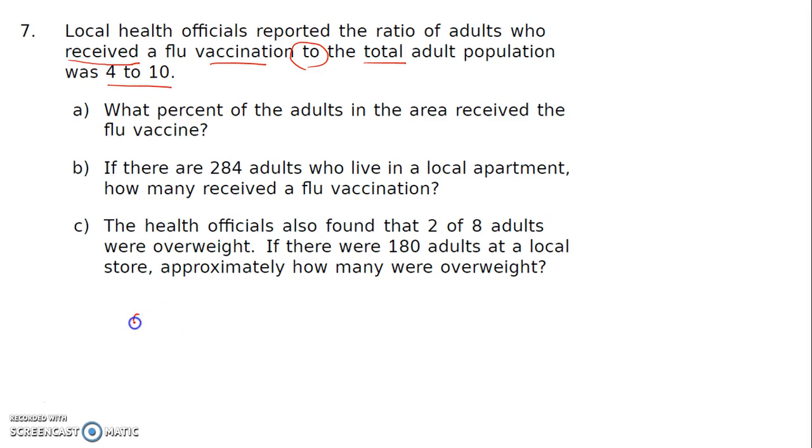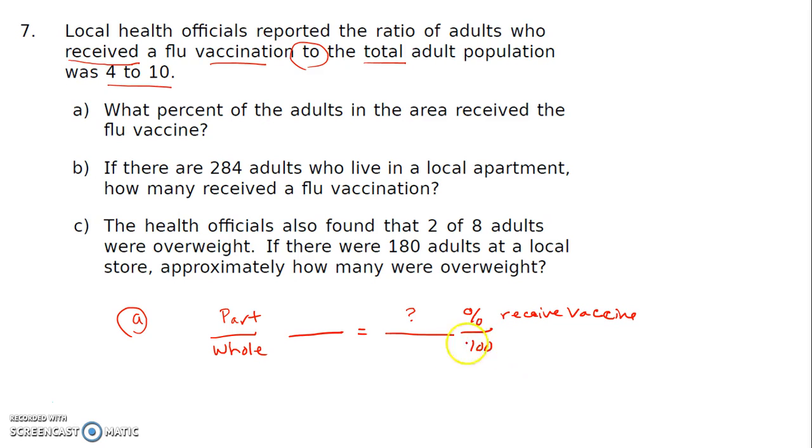Okay, well, if we're going to work out part A, we would do part out of the whole equals your percent out of 100. Again, because 100 is the whole percent, we're looking for the percent of adults who received the vaccine, and then out of the entire population. So what percent received the vaccination out of the total percent of the population, which is 100.